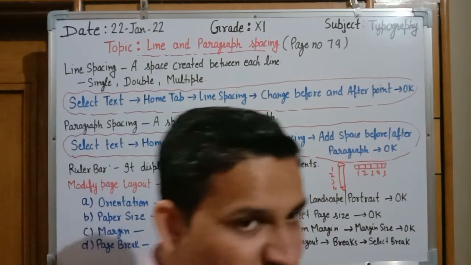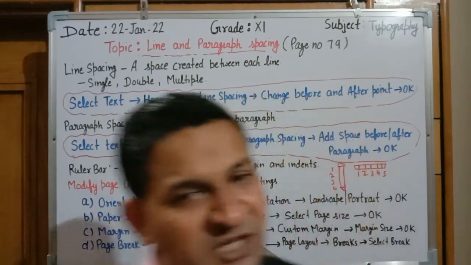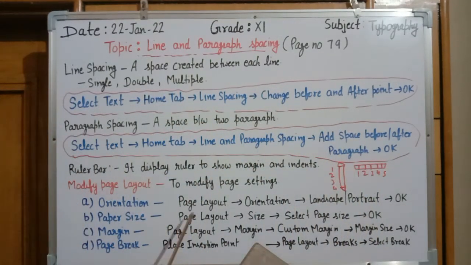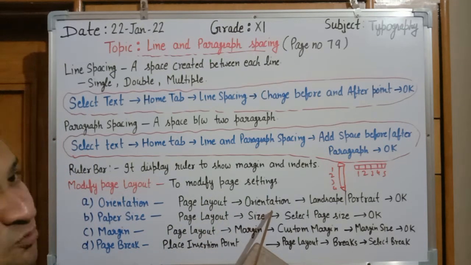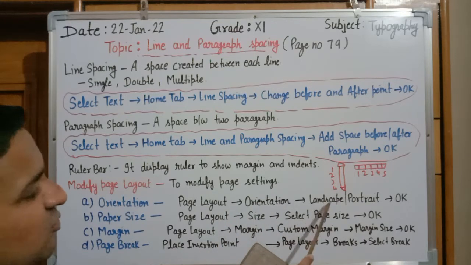So how to perform the orientation? The orientation option is under page layout. So we will click on the page layout tab first. In the page layout tab we will go to the orientation group. It is a tab, it is a group, and it is an option.